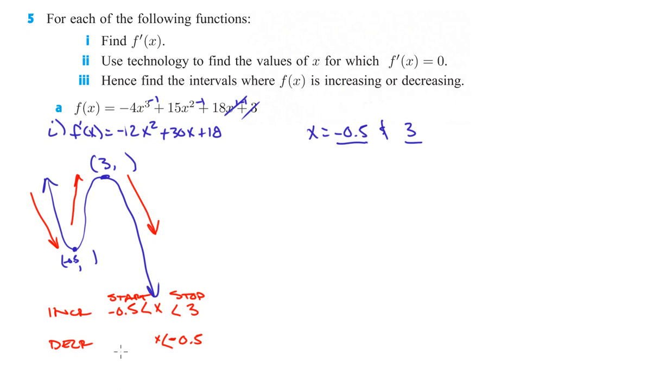And then the last one is decreasing. So we have another one here. Where does this start decreasing? When x is 3. Where does it stop decreasing? It doesn't. It's got an arrow. It goes forever and ever. So there's our final answer. It's increasing when x is greater than negative 0.5 and less than 3, and it's decreasing when x is less than negative 0.5 or if x is greater than 3.